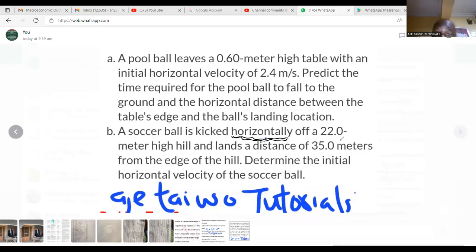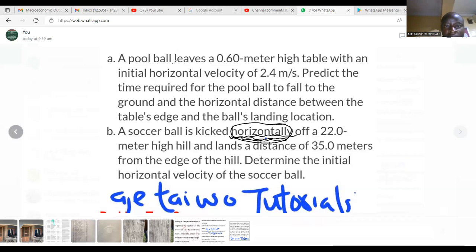Just look at the first question. Like I said, how do you know this is horizontal projection? You watch out for the word: a body is projected horizontally. But at times, they may not include that word. You can see question one.